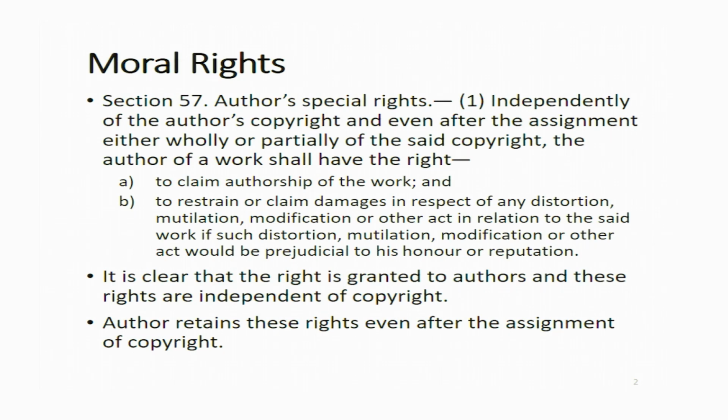Section 57 of the Act talks about moral rights, but the word used here is author's special rights. We need to understand why we call these special rights. What does section 57 say? It says independently of author's copyright and even after the assignment either wholly or partially of the said copyright, the author of the work shall have the rights: A, to claim authorship of the work, and B, to restrain or claim damages in respect of any distortion, mutilation, modification or other act in relation to the said work if such distortion, mutilation, modification or other act would be prejudicial to his honour or reputation.